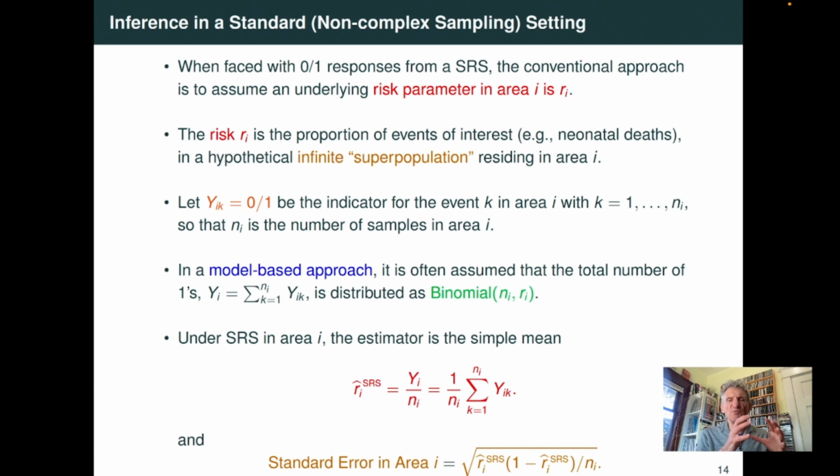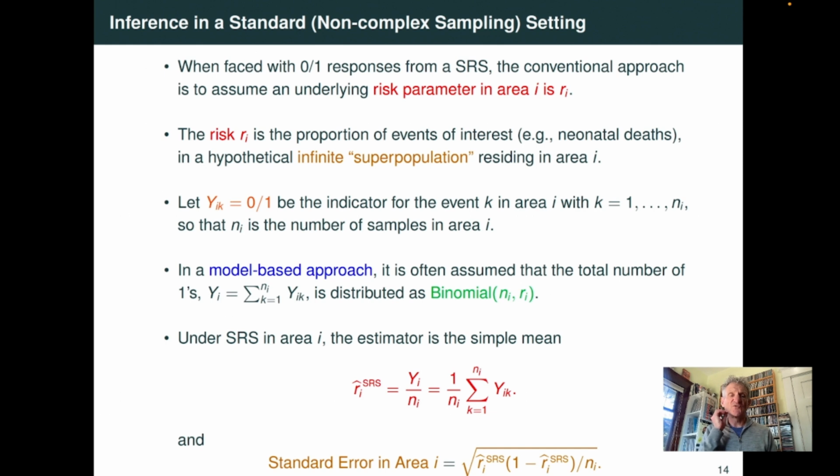So we imagine there's an infinite number of people in area i, and what I'm going to call the risk is the proportion of those infinite births that occur in area i which result in a death, a neonatal death. So death in the first month of life, and call that R_i. And so that risk parameter R_i is the proportion of events of interest in this infinite superpopulation who we imagine living in area i.